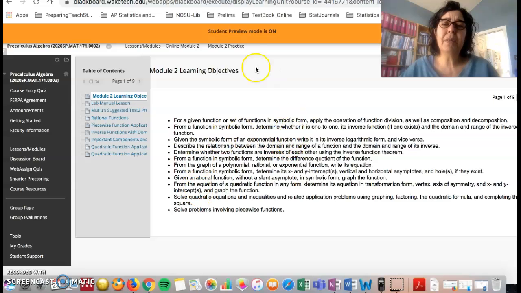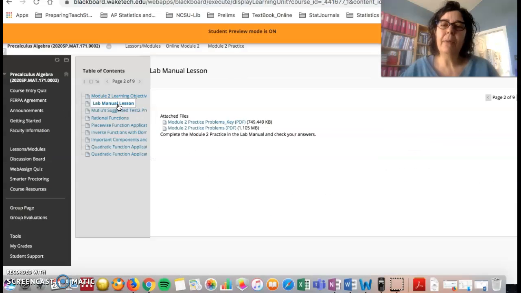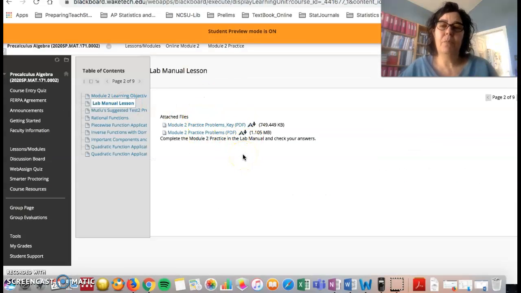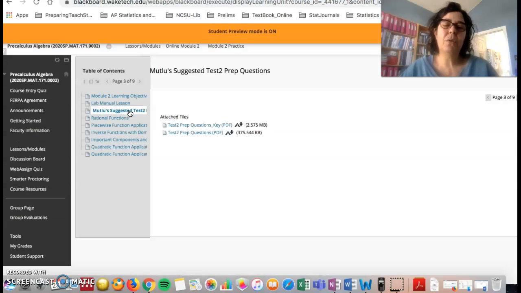All right, so the opening page gives you the learning objectives. All right, so this is an important one. Lab manual lessons, practice problems, key, and the practice problems by itself. Make sure you look at that. I've prepared a document for test 2 prep questions key and with the test 2 prep questions. Make sure you look at that also. More importantly, I have prepared 1, 2, 3, 4, 5, 6 videos. Each of them entails different things.